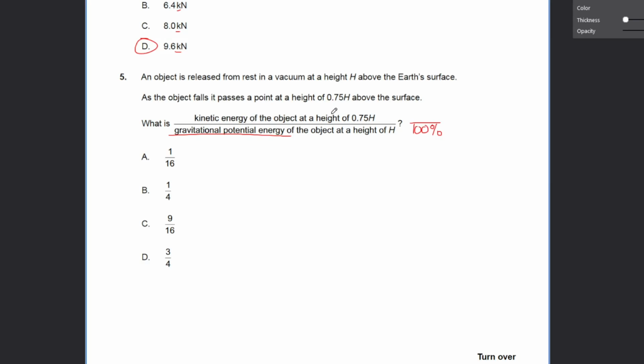Now, after it has fallen by 0.25 h, 25% of that potential energy is going to be transferred into kinetic energy. And that is going to become the kinetic energy of the object at the height of 0.75 h. So we can say 25%. And you might be able to see this sets up a fraction of 1/4. So my answer is B.